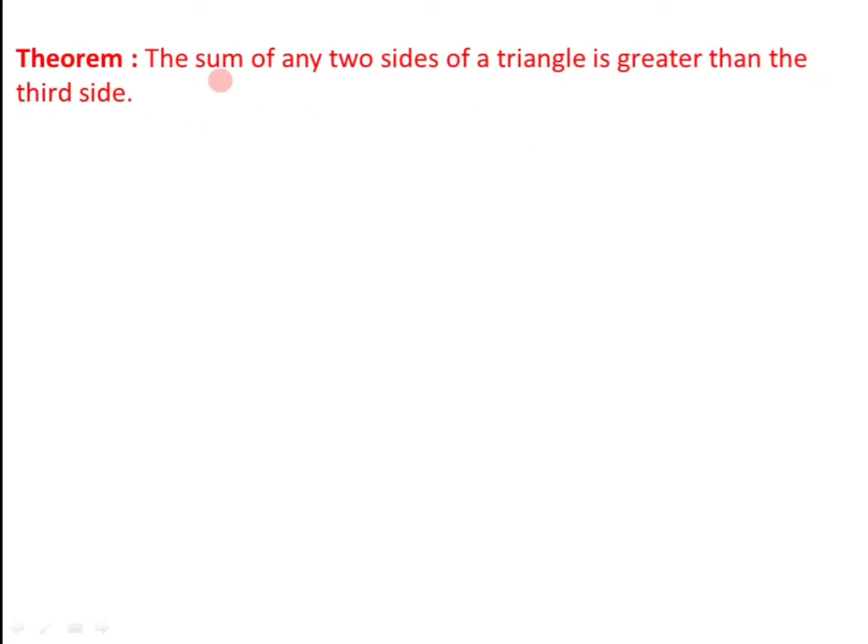Hello students, today let us prove one theorem from the topic triangles of class 9th. The property is about the sum of any two sides of a triangle. The statement of the theorem is: the sum of any two sides of a triangle is greater than the third side. We have to prove this. For that, let us have a diagram.